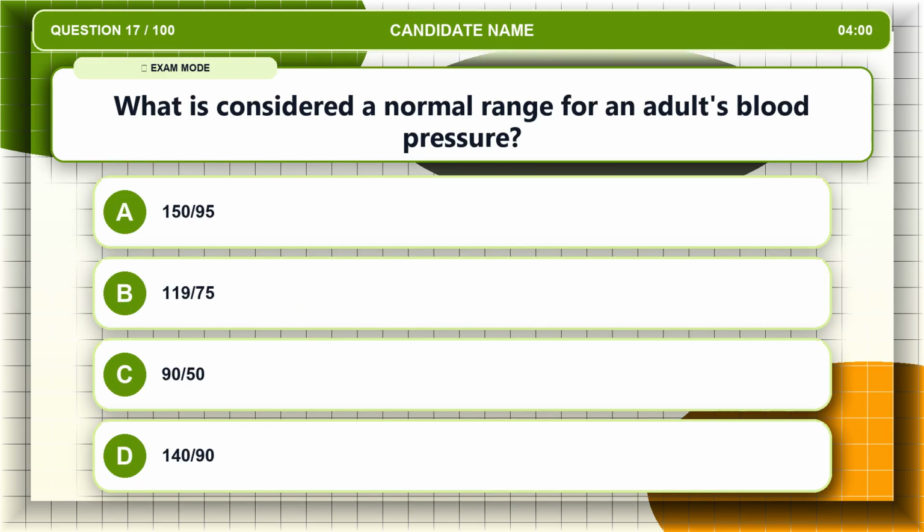Question 17. What is considered a normal range for an adult's blood pressure? Option A, 150/95. Option B, 119/75. Option C, 90/50. Option D, 140/90.